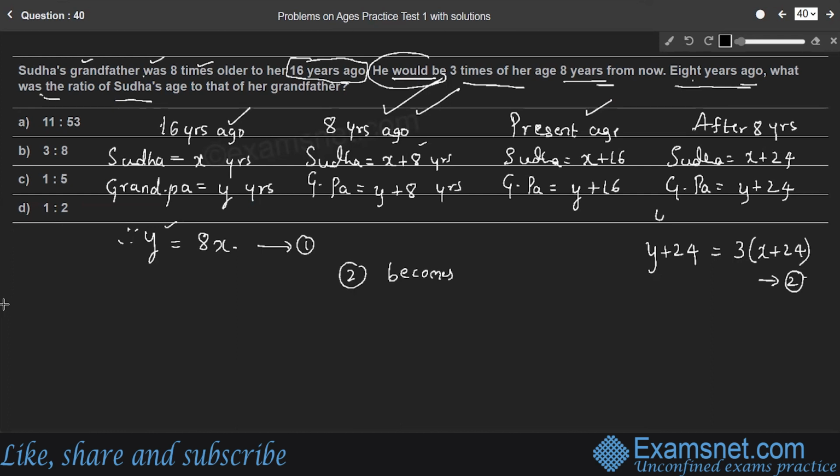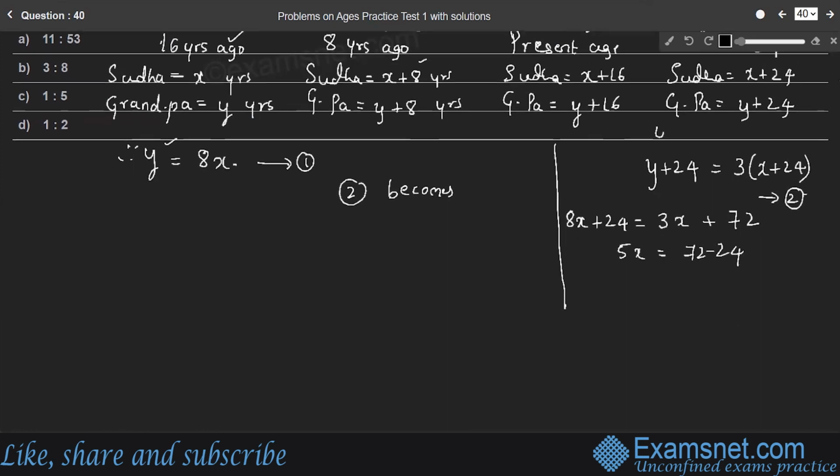So Y plus 24, Y is 8x, plus 24 is equal to 3x plus 24 into 3, which is 72. So 5x is equal to 72 minus 24, which is 48. Therefore, the value of x is 48 by 5.